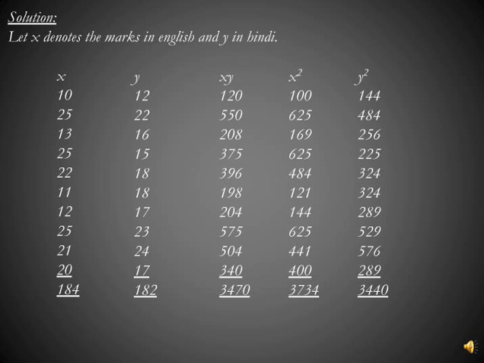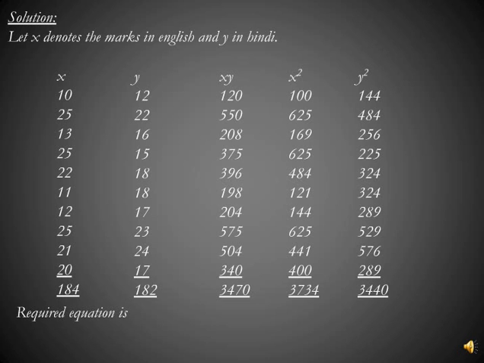Then we have to find one more variable, that is Y square. Y square is squaring the values of Y, that is 12 square is 144, 22 square is 484, 16 square is 256, 15 square is 225, 18 square is 324, again 18 square is 324, 17 square is 289, 23 square is 529, 24 square is 576 and 17 square is 289. On adding all these values we get 3440.